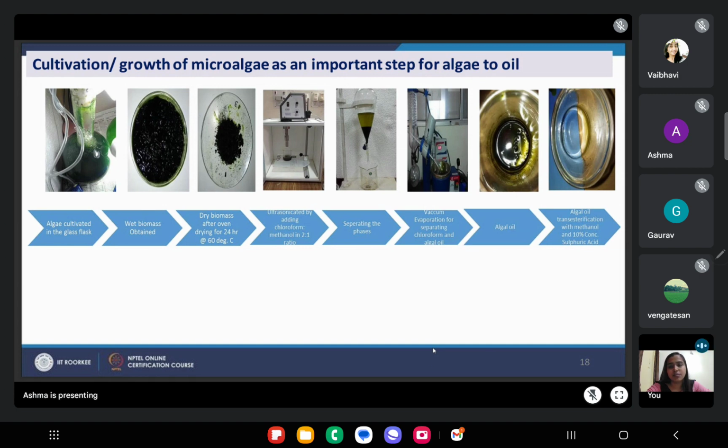Next, after ultrasonication the phases are separated. At the top we will have the algal oil, and at the bottom we will have algae. At the top we have the liquid, which is further modified. Vacuum evaporation is done for separating chloroform and algal oil. And finally, we have got the algal oil after separation from chloroform. And this algal oil can further be modified to produce biodiesel by transesterification.